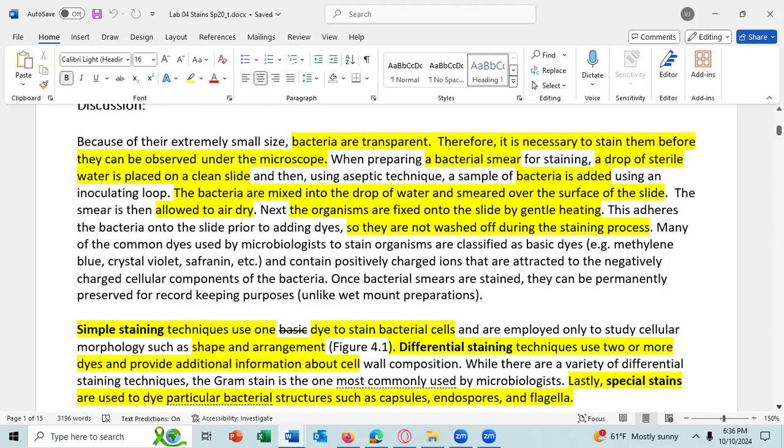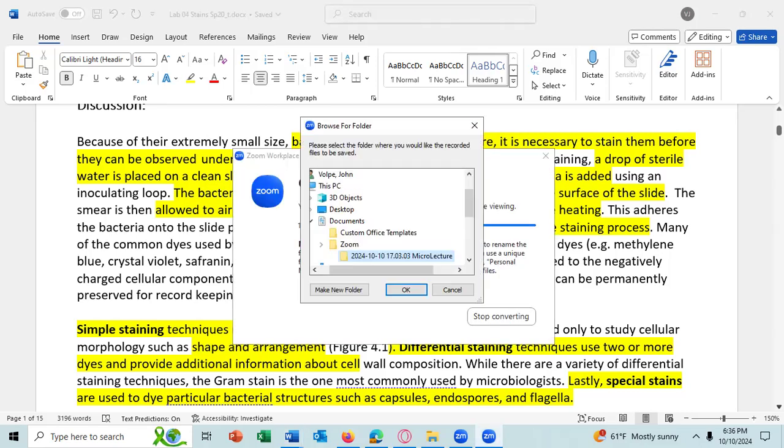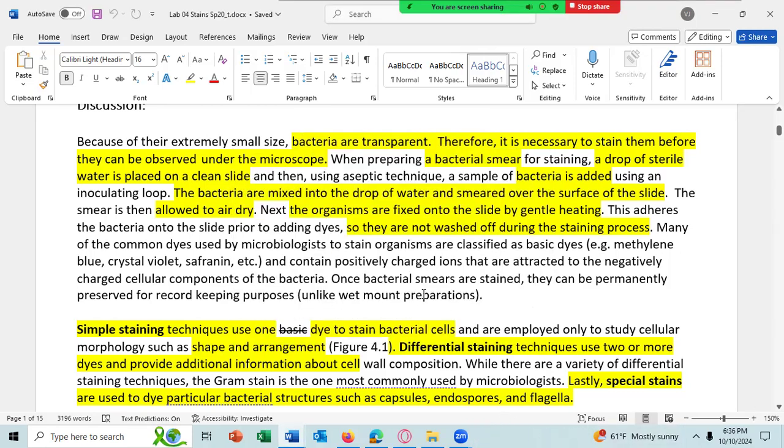And when preparing a bacterial smear, all you do is you add a drop of sterile water to a clean slide. I don't know if you can see this. Hopefully you can. Oh, good. The lecture file finished, so now my computer will act a little faster. So you have this drop of clean water on the slide, and then you add the bacteria to the slide. Usually what you do is you have a loop. Let me get like a pencil. I don't have a loop here.